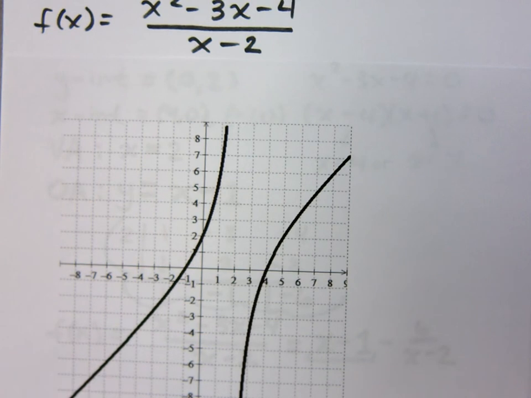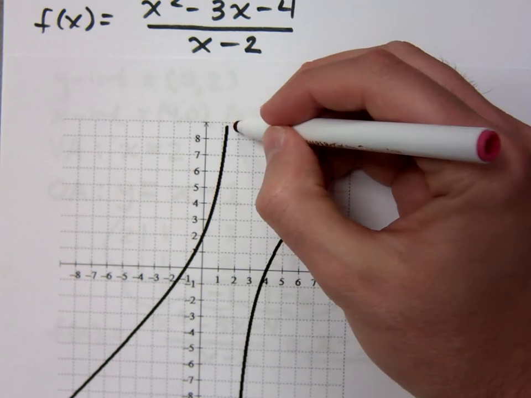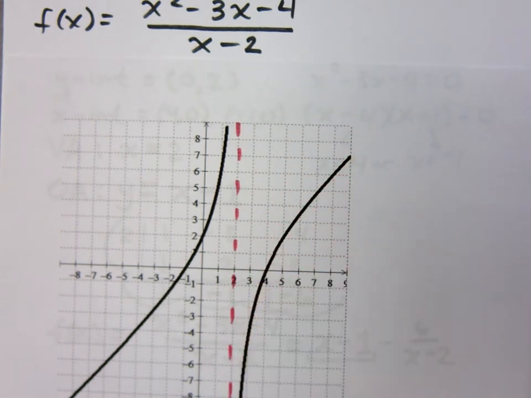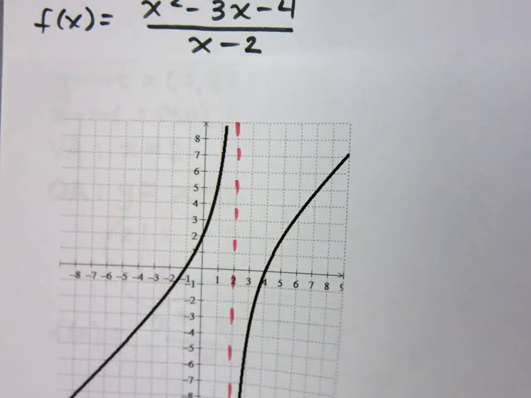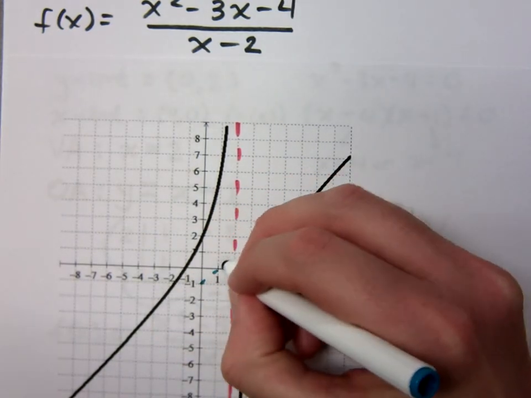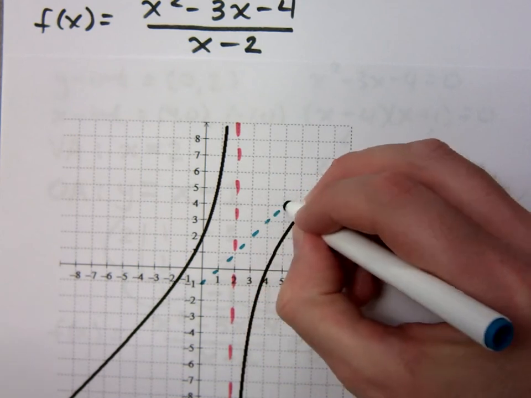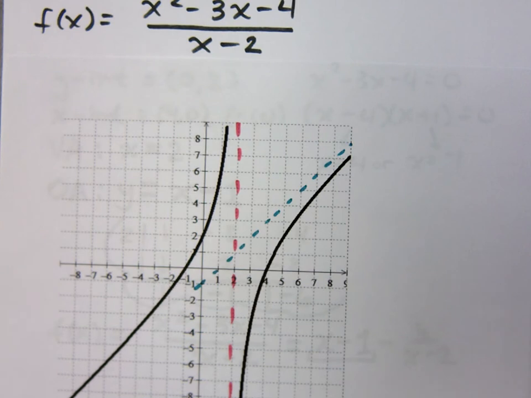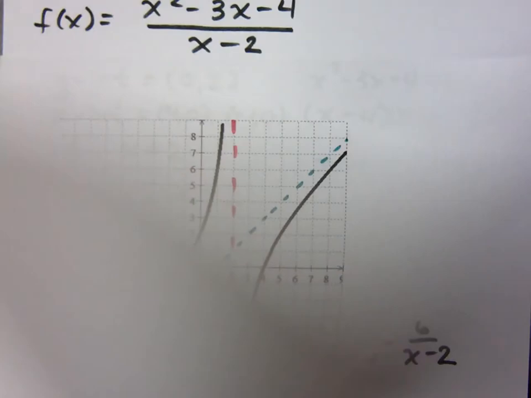What did we say the vertical asymptote was? X equals 2. And I said that my oblique asymptote was y equals, what do we say? X minus 1. So x minus 1 would be right here, and it has a slope of 1.